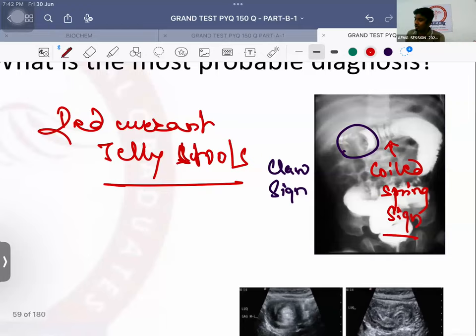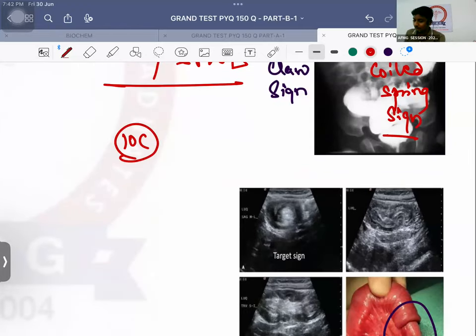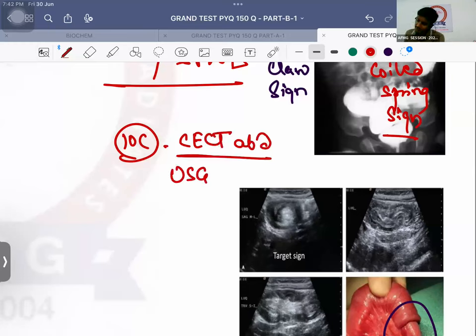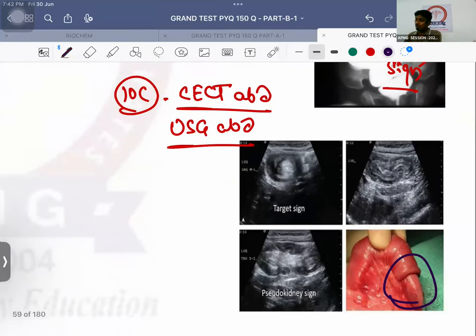But investigation of choice for intussusception is usually a CT abdomen. Or if the child is very small, we can go for an ultrasound abdomen. And what is seen on ultrasound abdomen? The classical target sign. Sometimes even a pseudo kidney sign. Target sign is an important feature which is seen in intussusception on ultrasound abdomen.